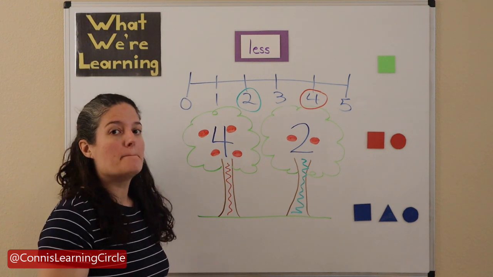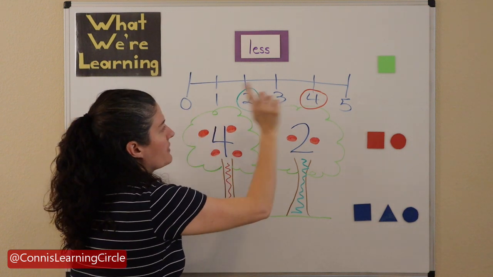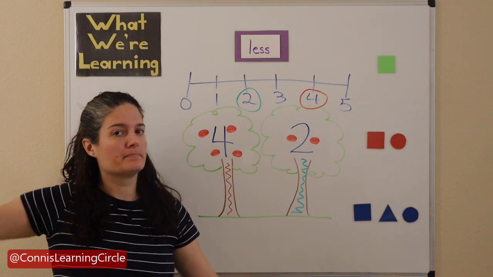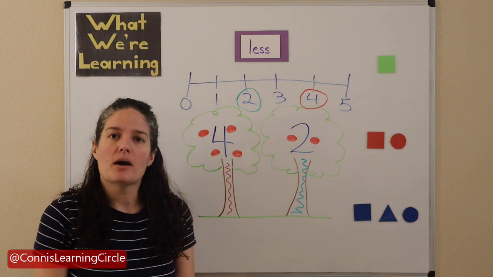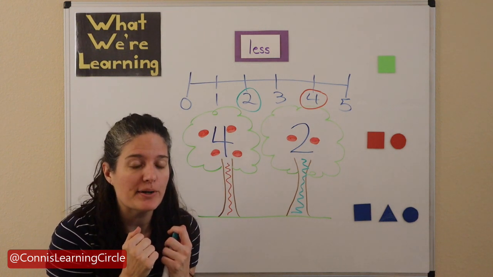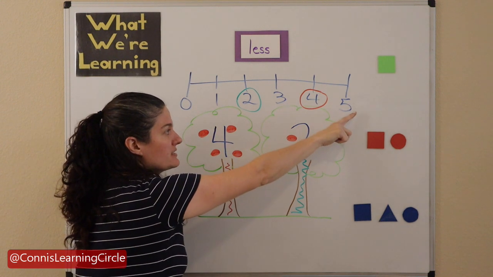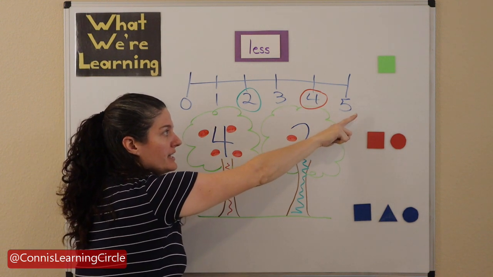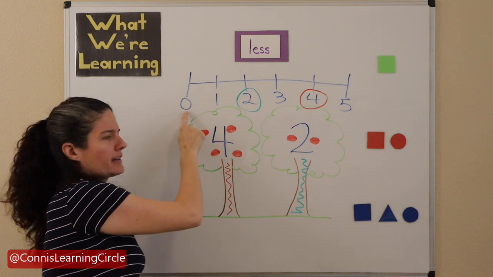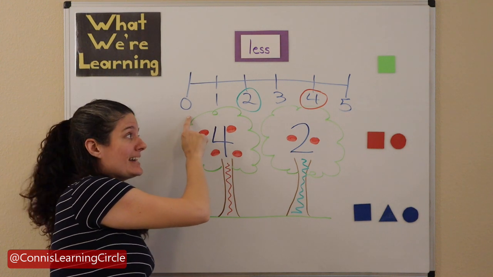When we were talking about more, we said that the further you go on the line, the bigger the number, right? But when we are talking about less, we are wanting a smaller number, right? So if it's over here, it's more. What does that mean if it's closer to this side, closer to the 0? That means that it's less.